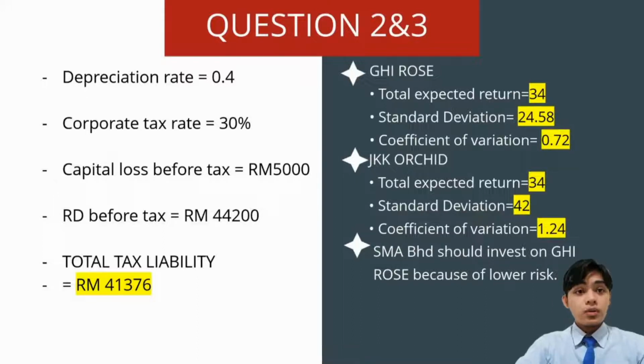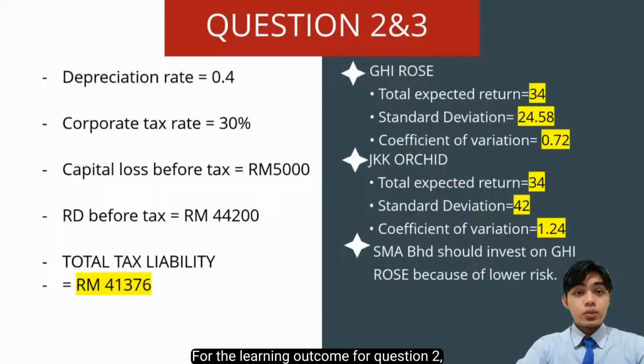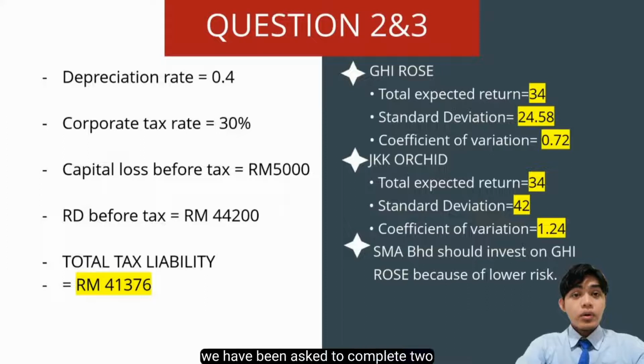ringgit. For the learning outcome for question 2, we learned how to find book value and annual depreciation. In addition, we have also learned how to find the value of the depreciation rate and also the accumulated depreciation for each year. Finally, we can find out the value of total tax liability by using the double declining balance method. For question 3, we have been asked to complete 2 sub-questions.